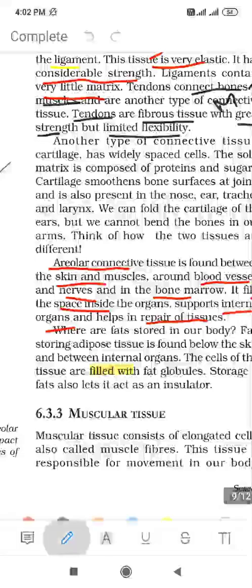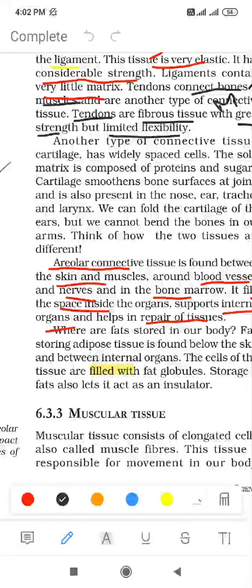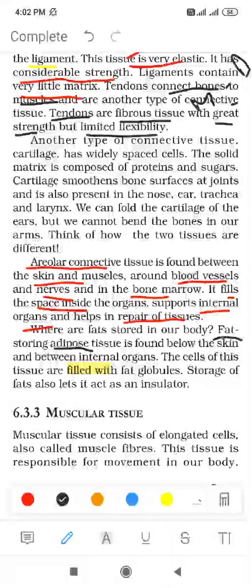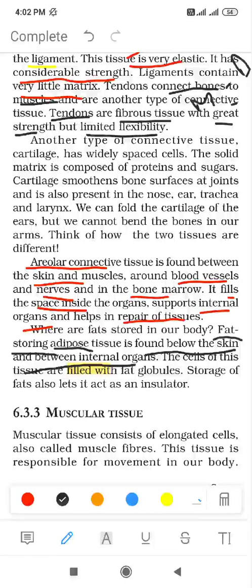Now let us discuss the adipose tissue. As you have seen, adipose tissue is a tissue which stores fat. It is a fat storing tissue. And where is it found? It is found below the skin and between the internal organs. Now what is its function? First of all, it stores fat so it can give energy. It acts as an insulator. That means it helps the body to keep warm.